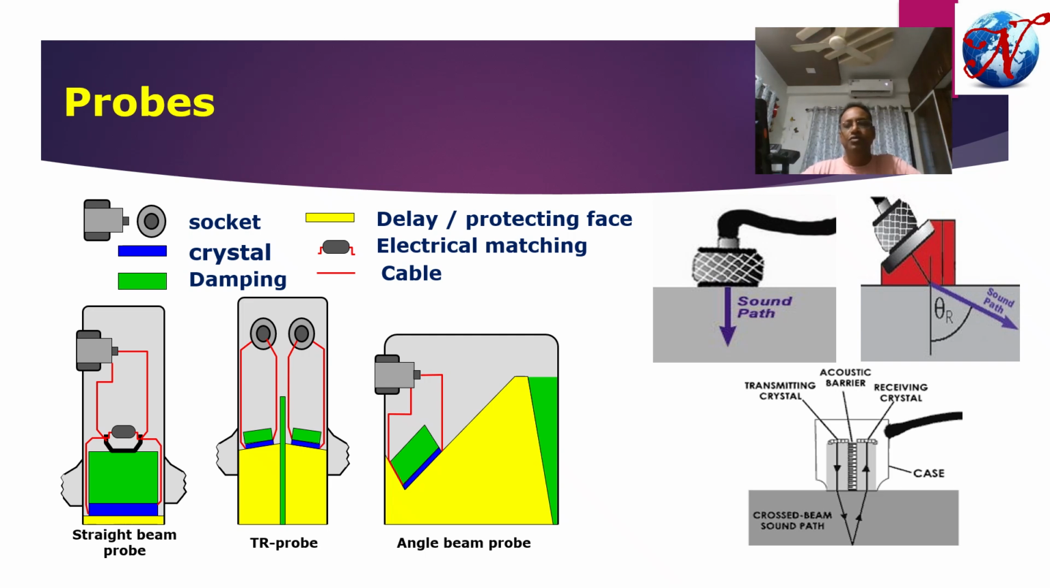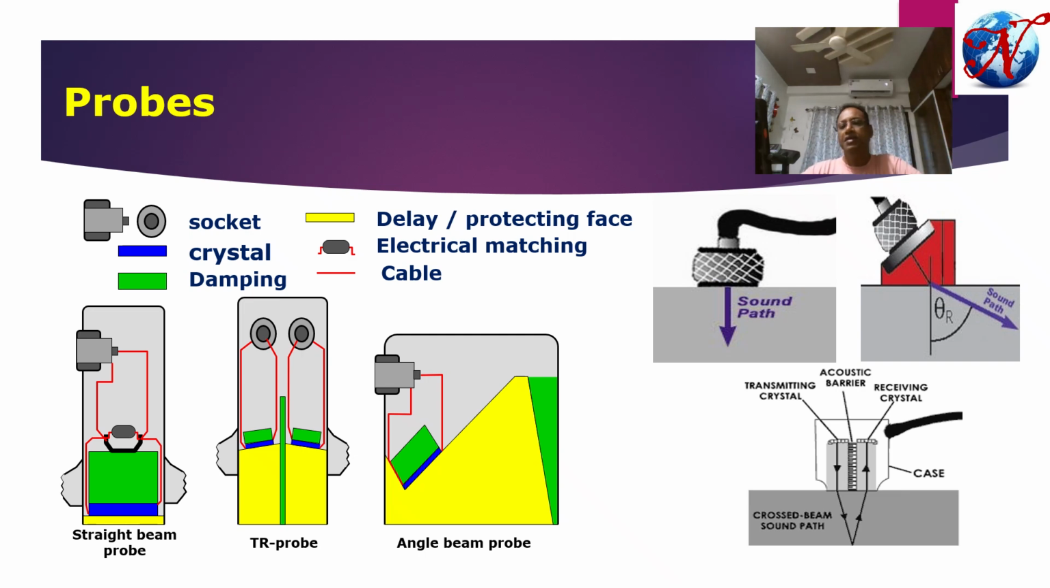And the third one is known as the angle beam probe, which produces a desired angle of refracted wave in the form of a shear wave. Generally, as far as conventional ultrasonic testing is concerned, we use 45 degree, 60 degree, and 70 degree angle probes.